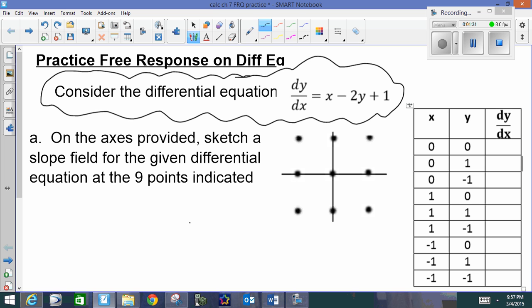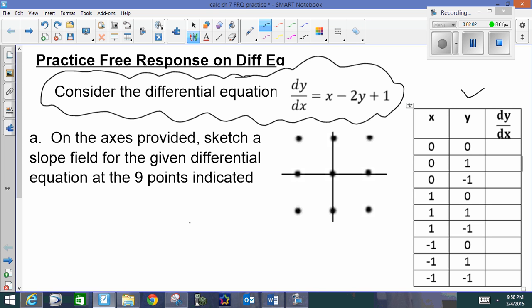On the axis provided, sketch a slope field for the given differential equation at the 9 points indicated. So this thing is sitting here, the slope field, the dots. I made this chart so I wouldn't have to take video time to do that, but you don't want to take a whole lot of time creating this chart, because that's time that you're not doing something else. So if you can do this without the chart, fine. If you can't, then develop some system.